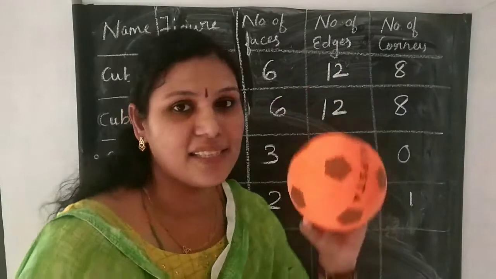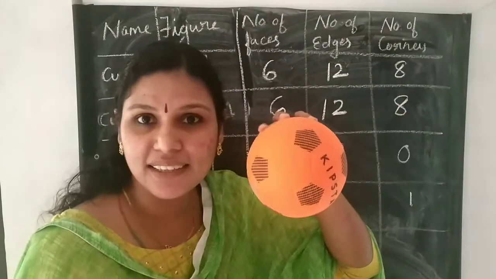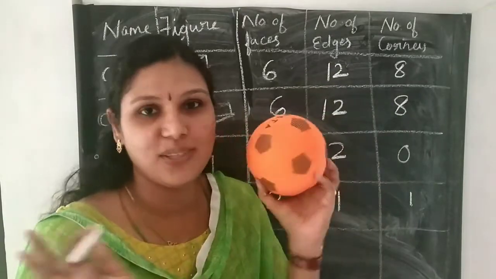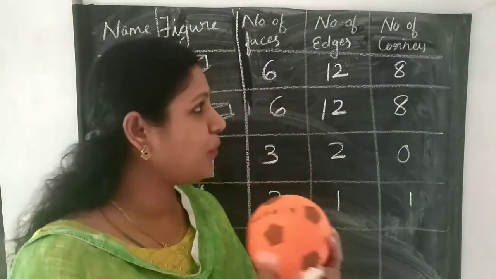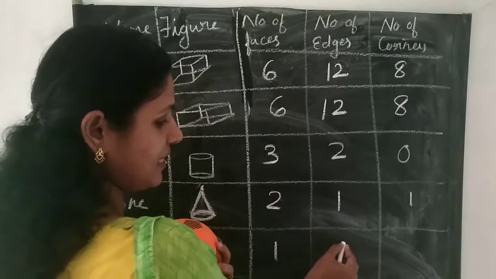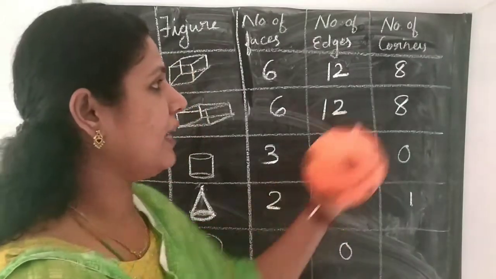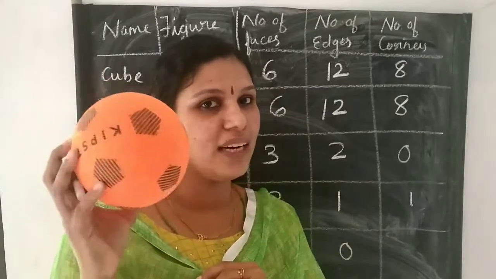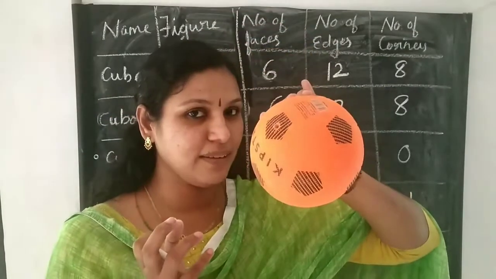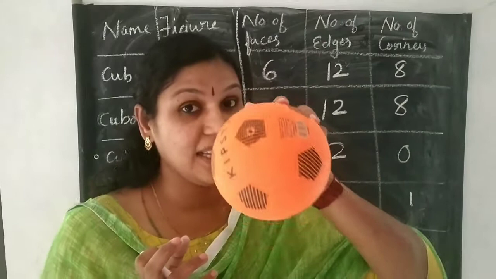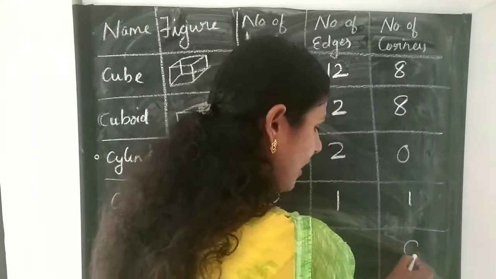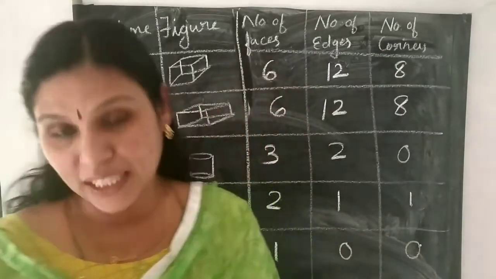Number of edges. Can you see any edge from this? No, there is no edge. So number of edges in a sphere is 0. And next is number of corners. In the case of a sphere, can you see any corner? No corner. So that's also 0.